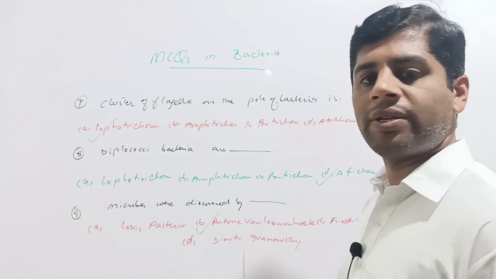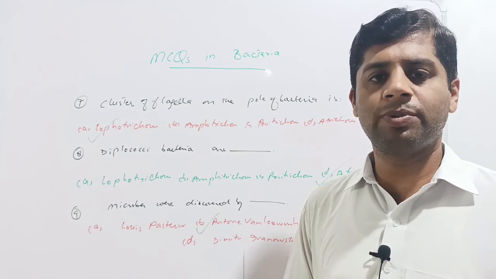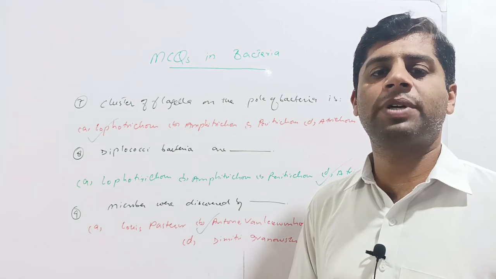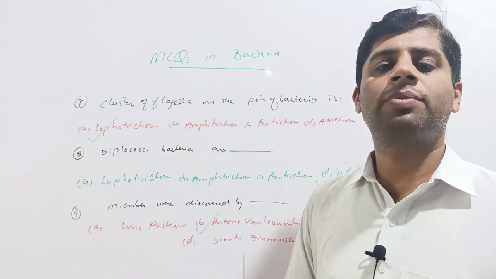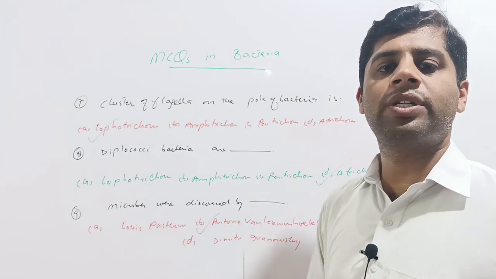Frederick Loeffler was a German bacteriologist. He discovered various pathogenic strains of the bacteria, but he was not the first one who discovered the bacteria. The first scientist who discovered the bacteria was Antony van Leeuwenhoek, while Dmitry Ivanovsky discovered the viruses.